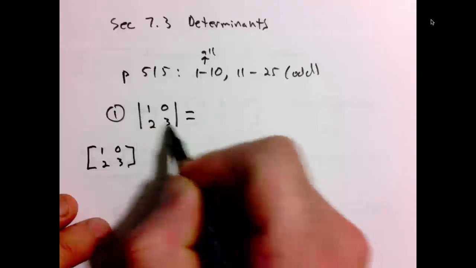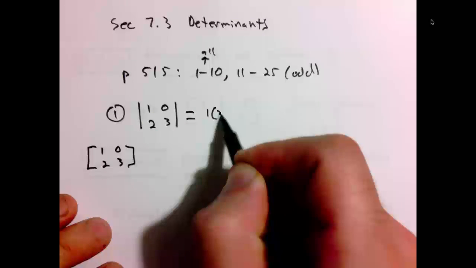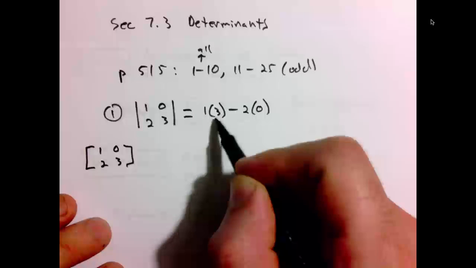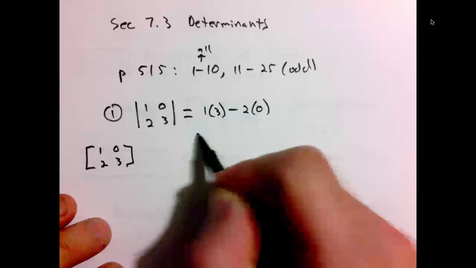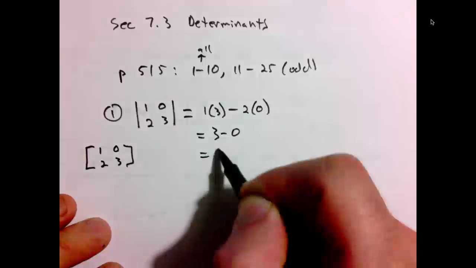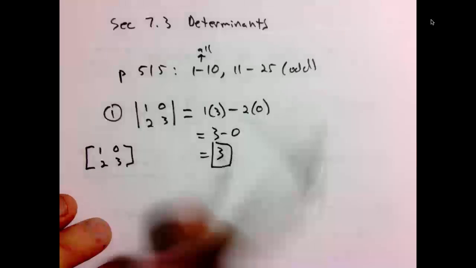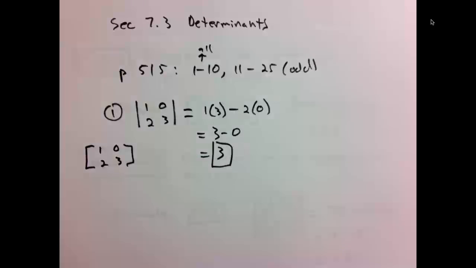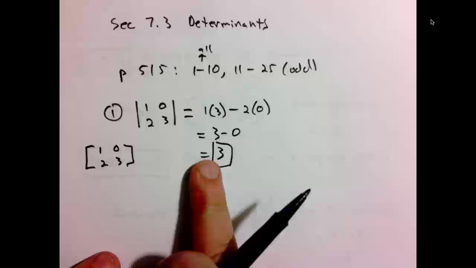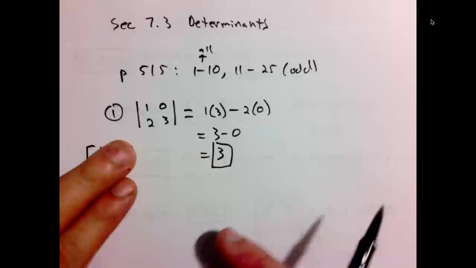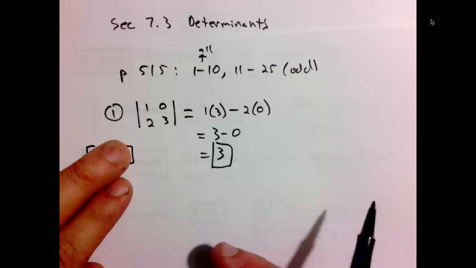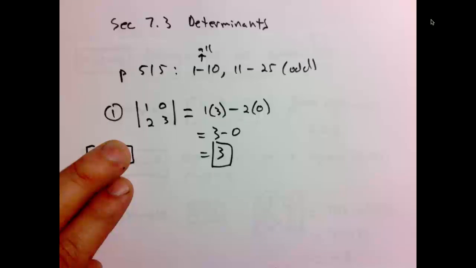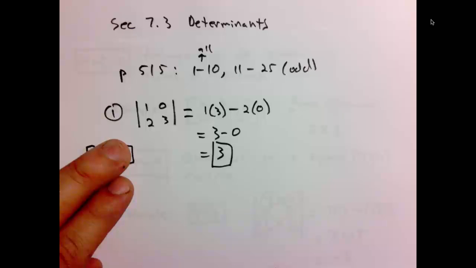We will multiply 1 times 3, this diagonal, and we will subtract 2 times 0. 1 times 3 is 3, 2 times 0 is 0. This is 3 minus 0, and this is 3. That is your answer. The determinant of this matrix is 3. That will take care of 1 through 10 entirely. I didn't ask for 11 through 25.